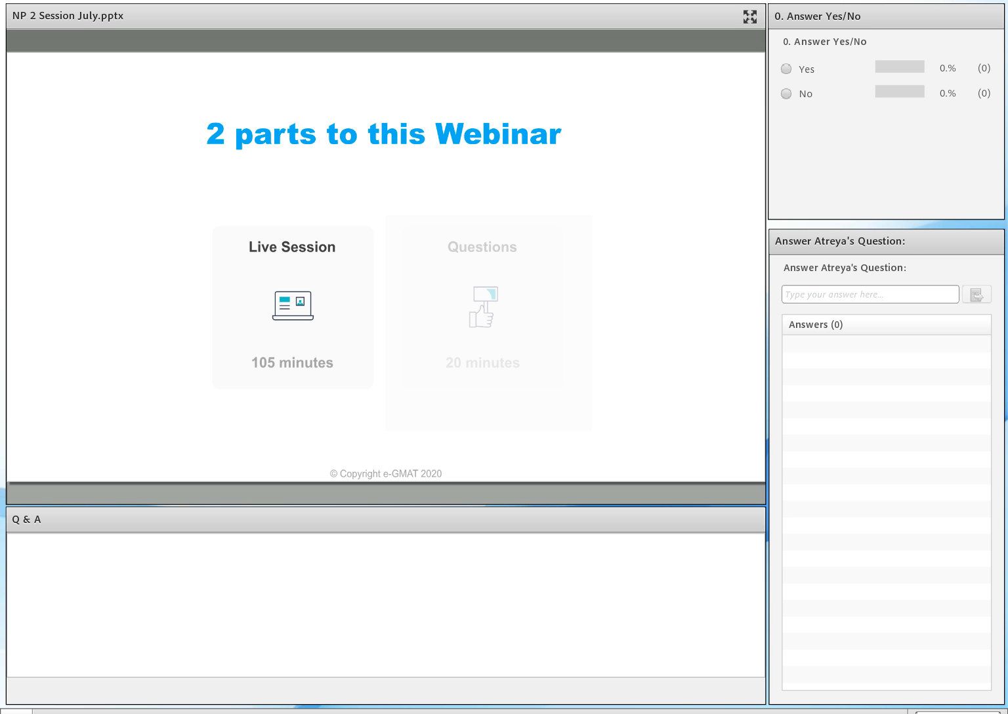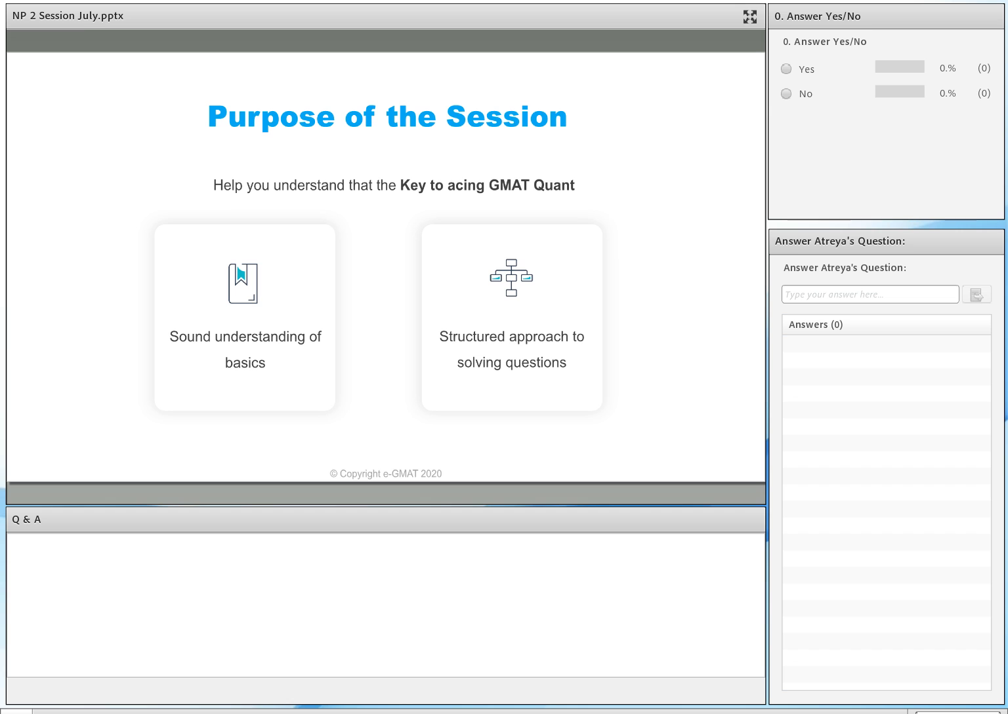With that, let's discuss how we would progress in the session and the purpose for the session. So 2 things. I want you to understand that if you want to master GMAT Quant, if you want to ace GMAT Quant, there is only 1 single way in which you can do that, and it involves 2 things. The first thing is you have to make sure that your understanding of basics is perfectly clear. You have 200% clarity on all the concepts that are tested on the GMAT. The second thing is that a structured approach is very, very important to solving GMAT questions, and we will see both of these today in this session as well.